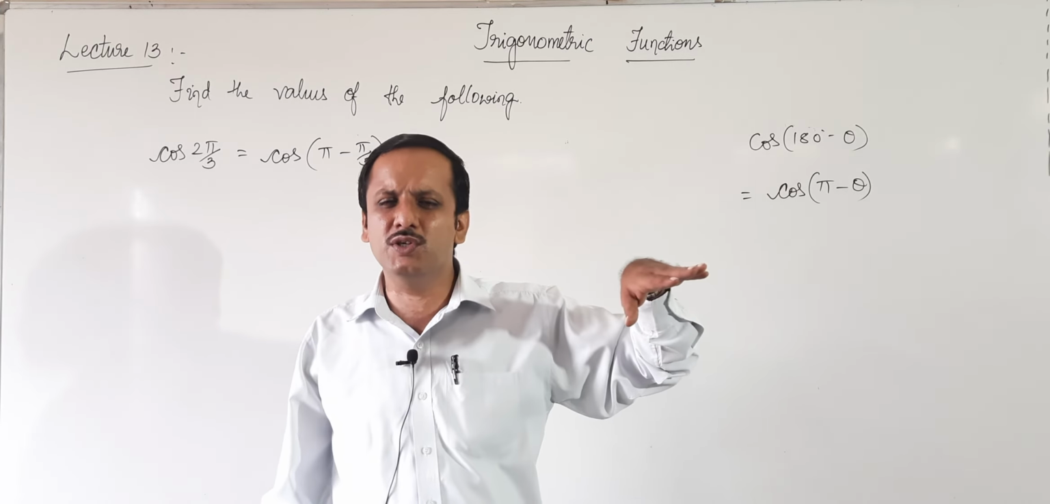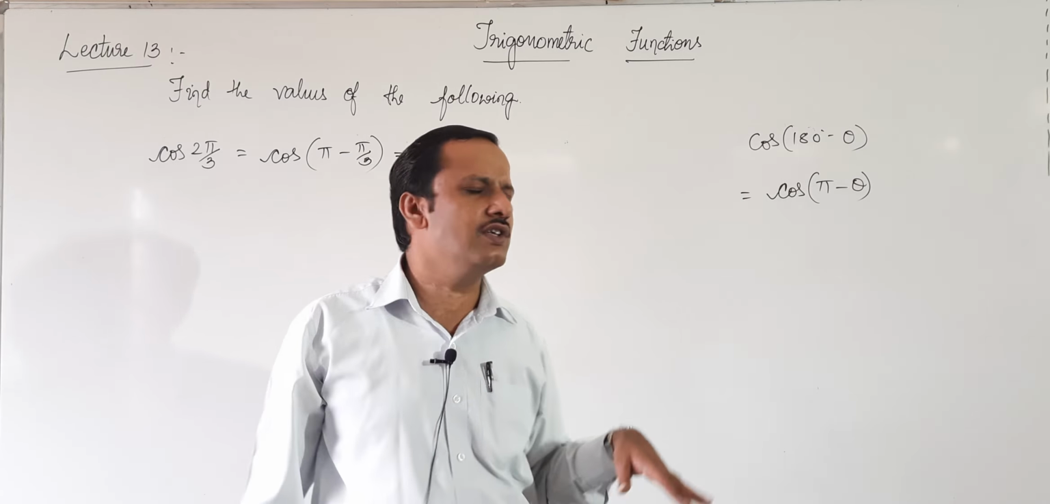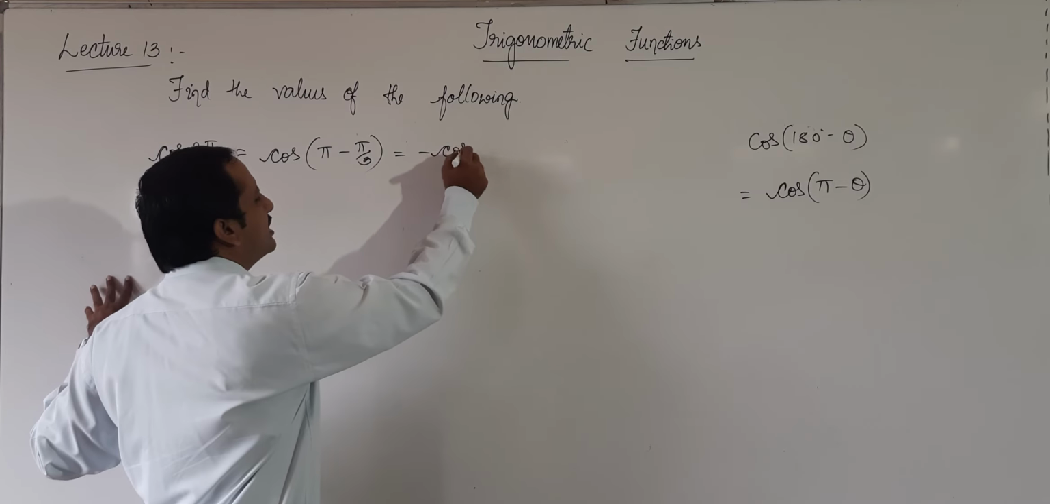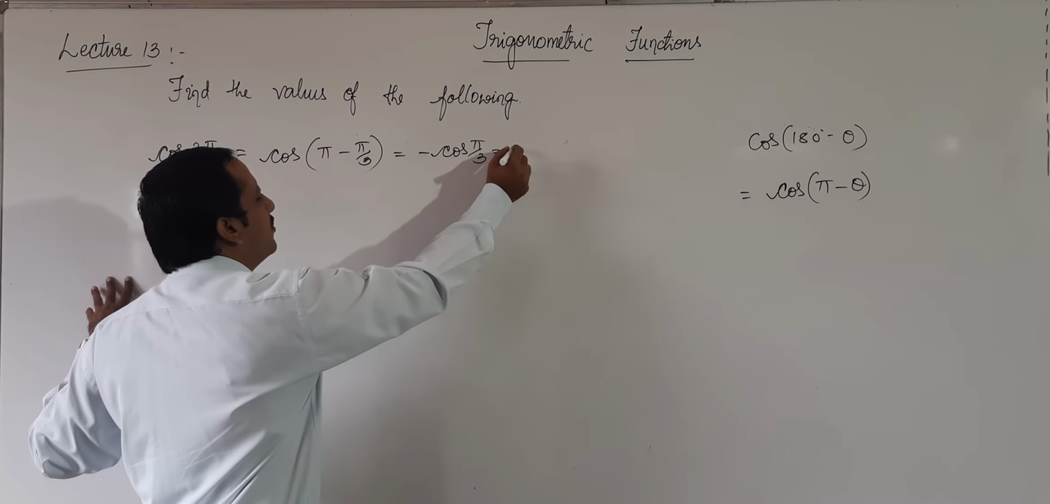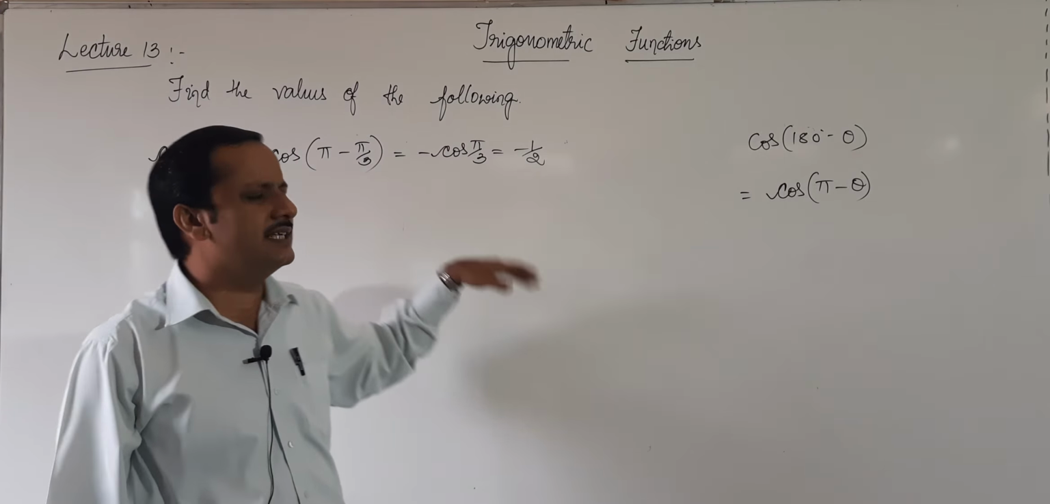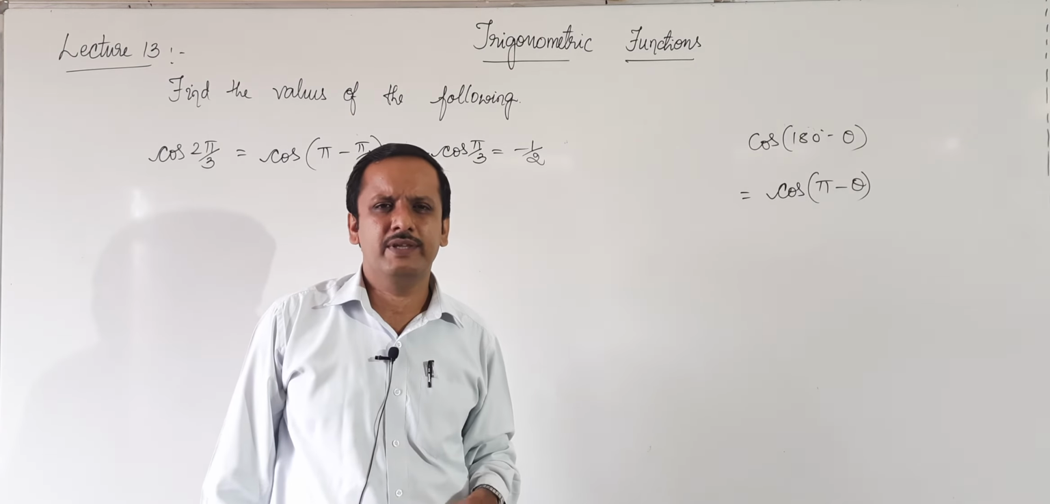Cos of pi minus theta, second quadrant, cos is negative. Pi means you are using the horizontal line. When you are using the horizontal line, we retain the same function. So you get minus cos pi by 3. What is the value of cos pi by 3? Cos pi by 3 is 1 by 2. So the answer is minus 1 by 2.